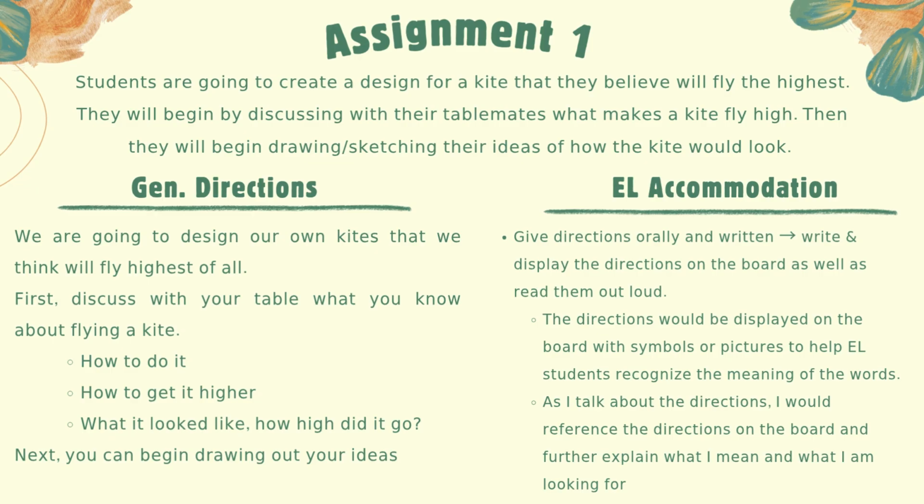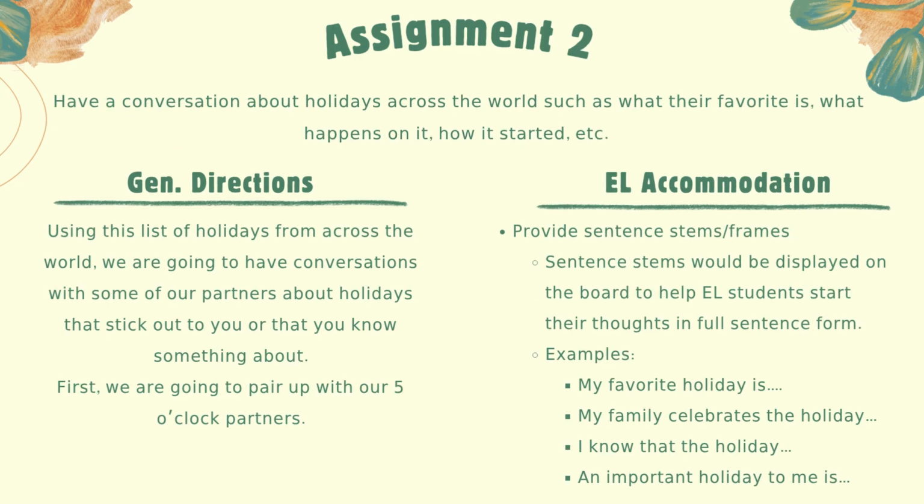The EL accommodation for this I would use is give directions orally and written. So the directions would be written and displayed on the board as well as me reading them out loud. The directions could potentially have symbols or pictures to help them recognize the meaning of the words. And as I talk about the directions, I would also reference the directions on the board so they can make these connections between what I'm saying and what they can see on the board. And this helps them further understand what I mean when I say these words and what I'm looking for in this assignment.